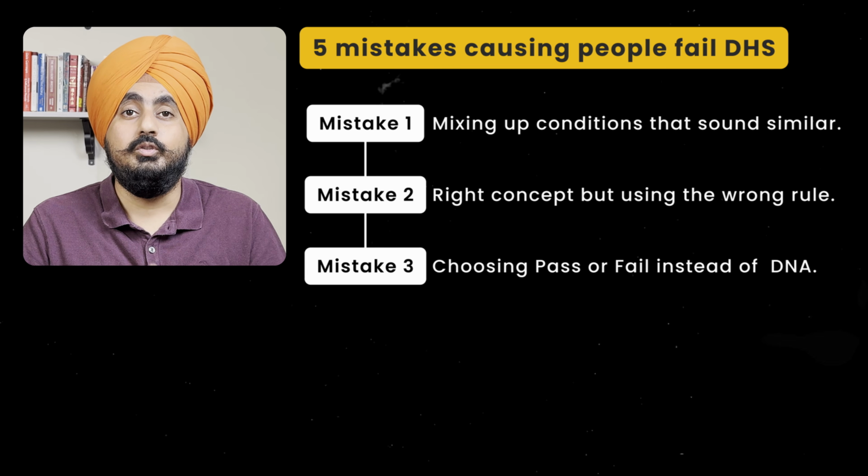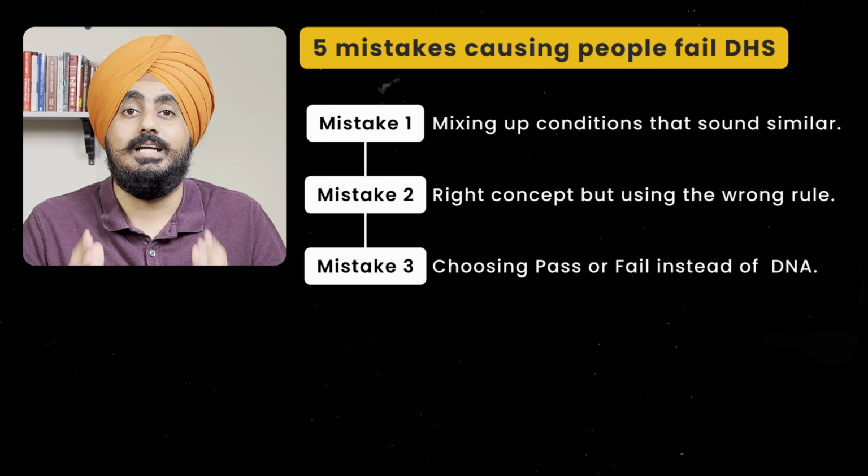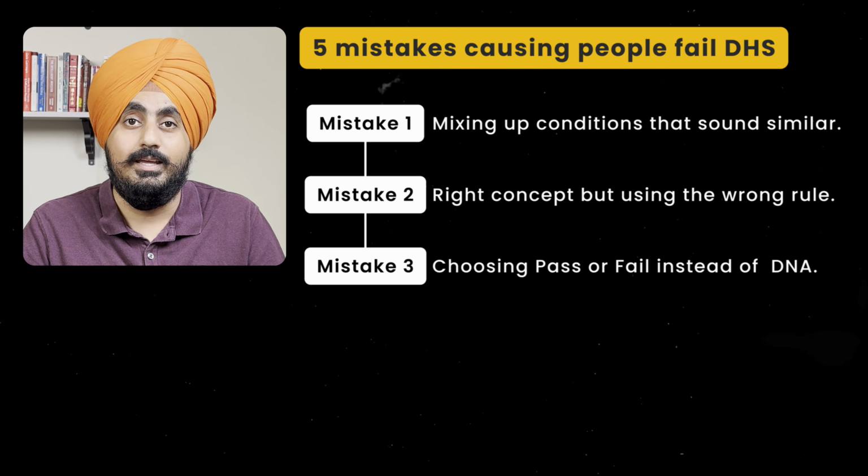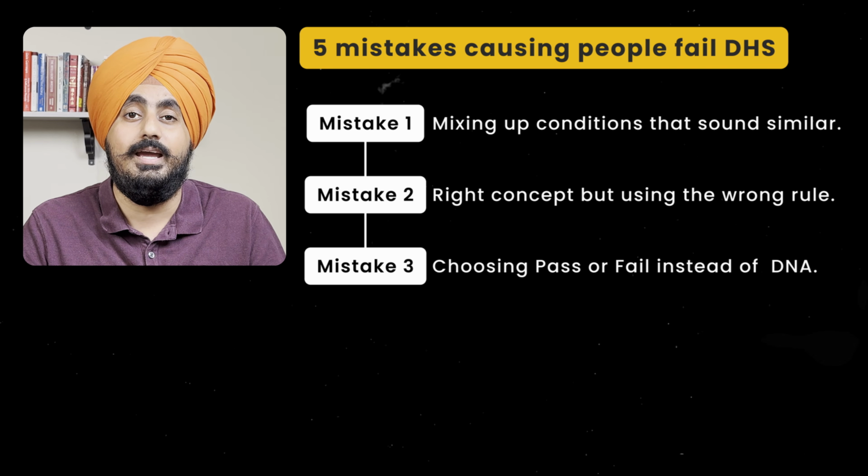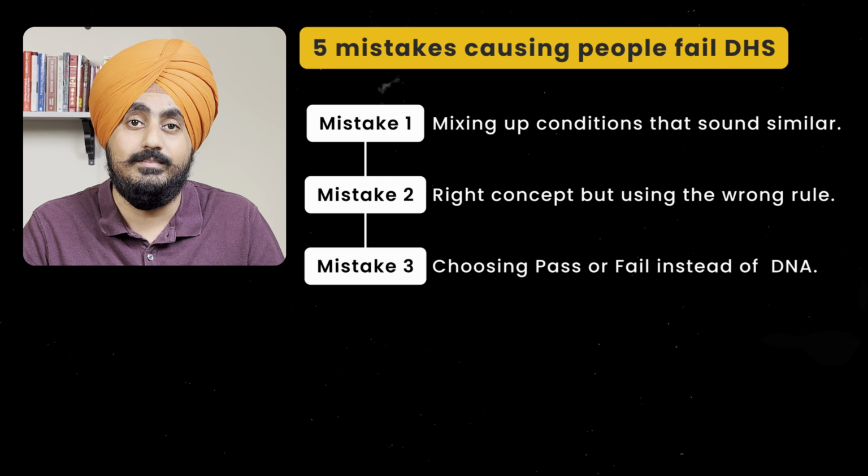Mistake 3, choosing pass or fail when the correct answer is does not apply. This is one of the biggest exam traps because does not apply feels like a non-answer. But in DHS, it is often the correct answer. If the content required for the test condition does not exist on the page, you don't force a pass or fail. You mark it DNA.